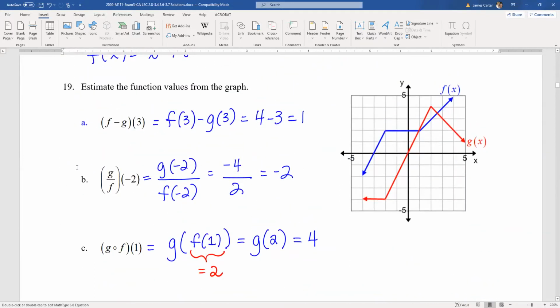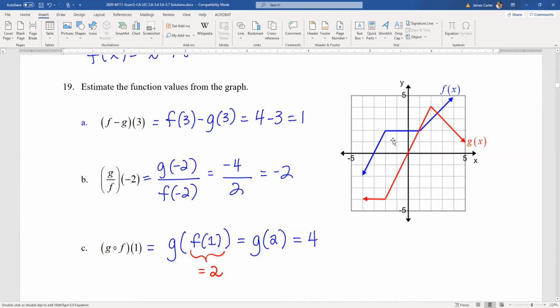Okay, estimate the function values from the graph. f minus g of 3. So first thing we do is we look up f of 3. If x is 3 on the f equation, 1, 2, 3, we go up from here, and we see that if x is 3, then y is 4. That's where this 4 came from right here.